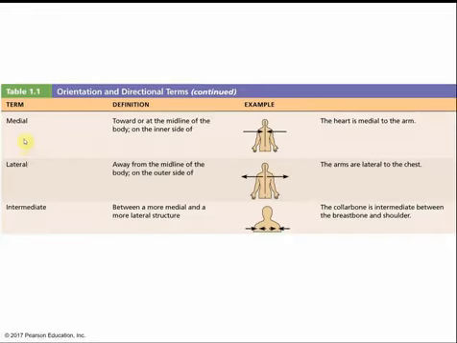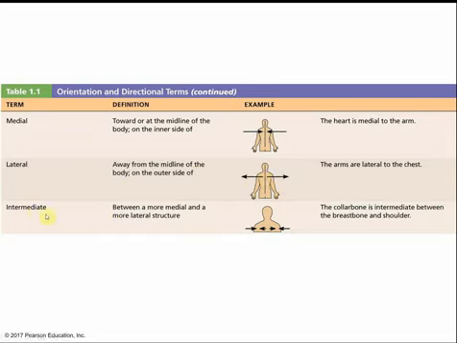So medial means toward the midline of the body. So it's on the inside of something else. So we could say the heart is medial to the arm. Right? So it's on the inside or closer to the middle of the body. Lateral would be the opposite. So it's going away from the center line of the body. So it's on the outside of something else. So the arms are lateral to the chest.